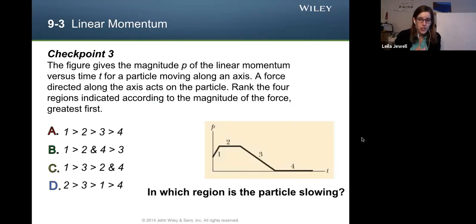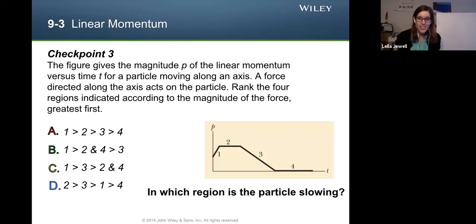Right, let's try a checkpoint. So the figure here gives the magnitude P of the linear momentum versus time for a particle moving along an axis. A force directed along the axis acts on the particle. Rank the 4 regions according to the magnitude of the force, greatest first. There's 4 answers. Then there's also a question, in which region is the particle slowing? So I want you to think about this on your own before you continue the video. So go ahead and pause it now.